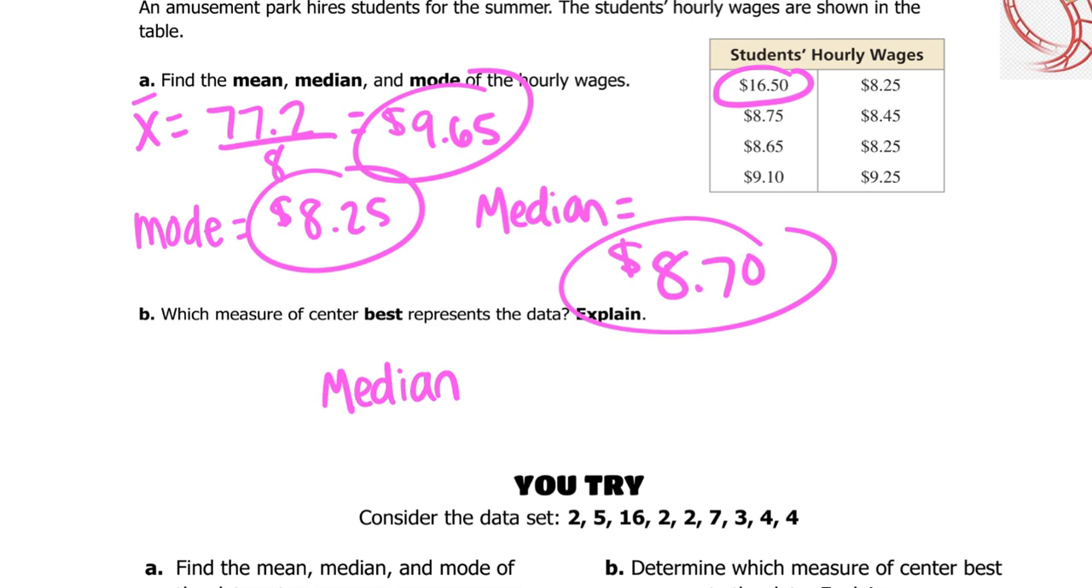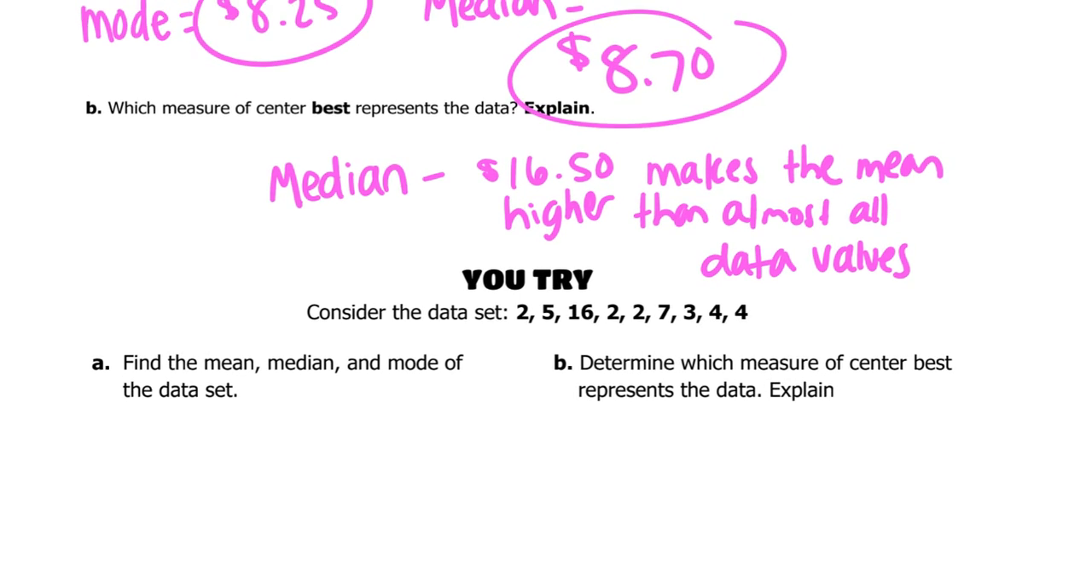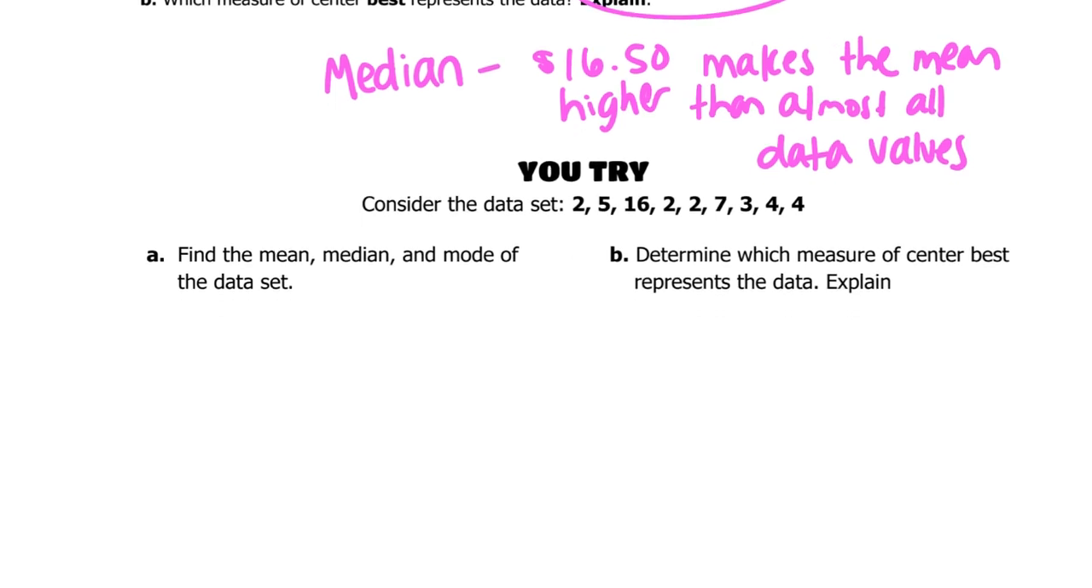So this is the median. And then it says explain. I'm going to say 1650 makes the mean higher than almost all data values, which makes it not a good measure of average. Again, we don't typically say mode for that question unless it's not numerical data, which we'll talk about in a little bit.